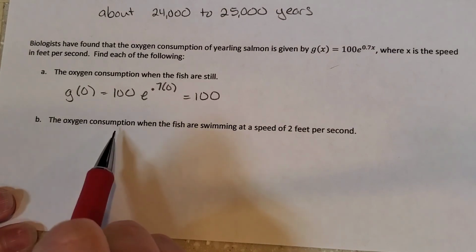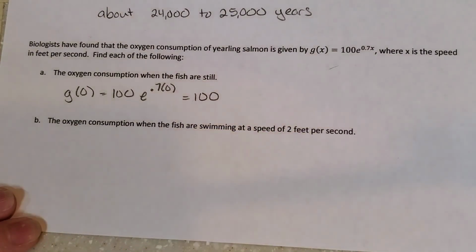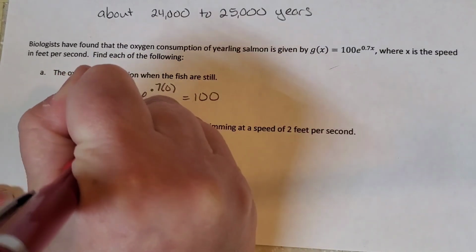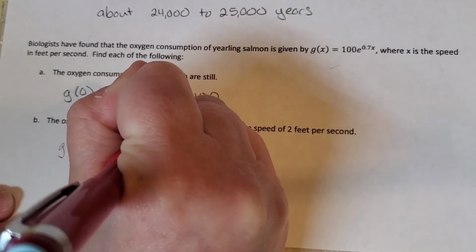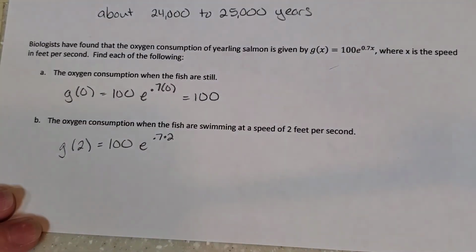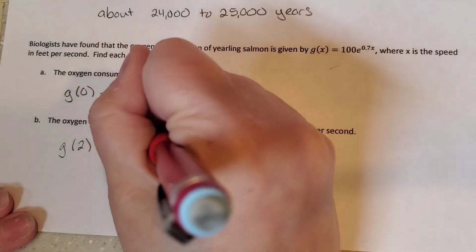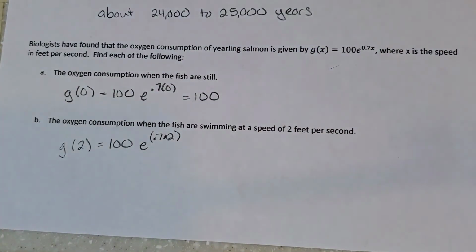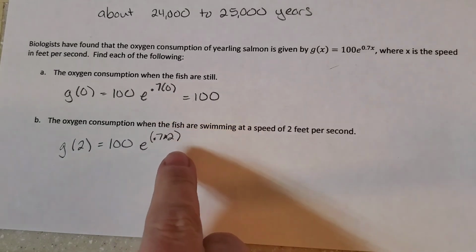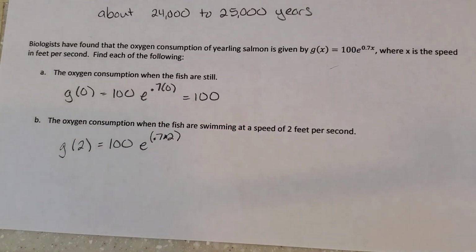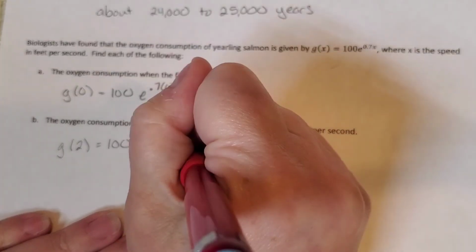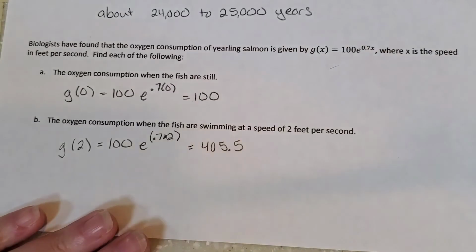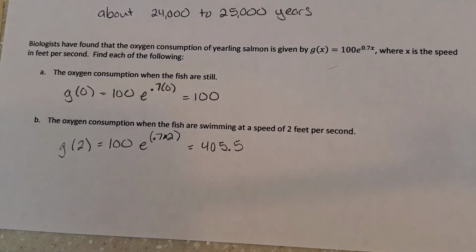Part B, the oxygen consumption when the fish are swimming at a speed of 2 feet per second. Same thing, we're going to plug in 2 for x, and we're going to solve for g. So 100 times e raised to the 0.7 times 2. If you're going to put this in your calculator all in one step, you're going to want to put parentheses around that 0.7 times 2 so that you multiply that together before you raise e to that power. And when you put this in your calculator, you should end up with 405.5. And again, I'm not sure of the units, so we'll just leave it without.